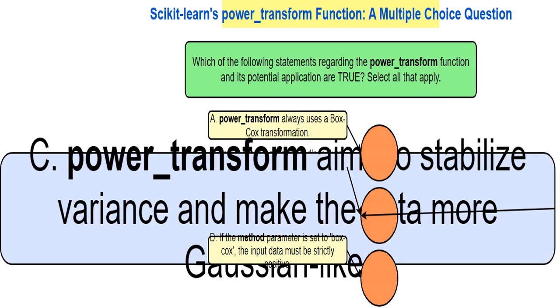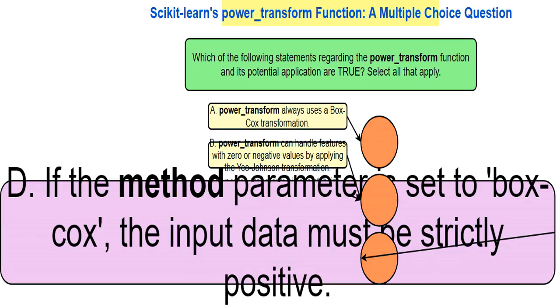Statement B suggests that power_transform can handle data with zeros or negative numbers. This hints at the flexibility of the function, perhaps using a different method. Statement C states the main goal of power_transform: to stabilize variance and make data look more like a normal, Gaussian, distribution. It's all about improving data quality for modeling.